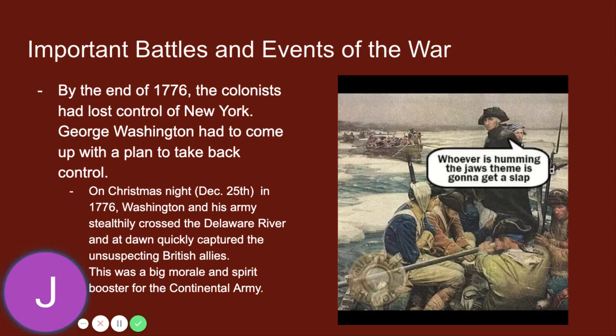Some important battles and events of the war. By the end of 1776, the colonists had lost control of New York. George Washington had come up with a plan to take back control. On Christmas night, December 25th, 1776, Washington and his army stealthily crossed the Delaware River and at dawn quickly captured the unsuspecting British allies. This was a big morale and spirit booster for the Continental Army because the members at this point were starting to get really run down, and they were wondering if they were going to have a chance in this war because they were facing such a big British army.